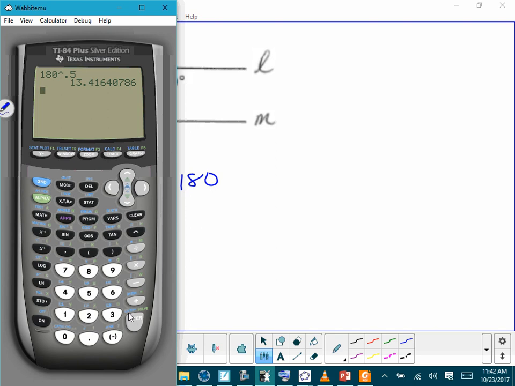I'm going to take 180, and I'm going to divide it by a whole number that is really close to 13.4.